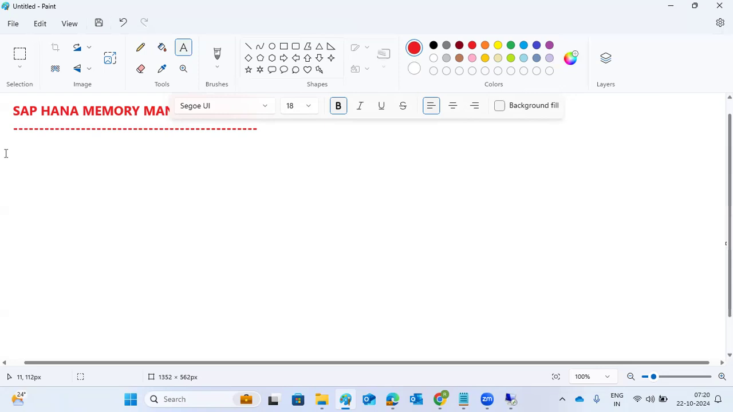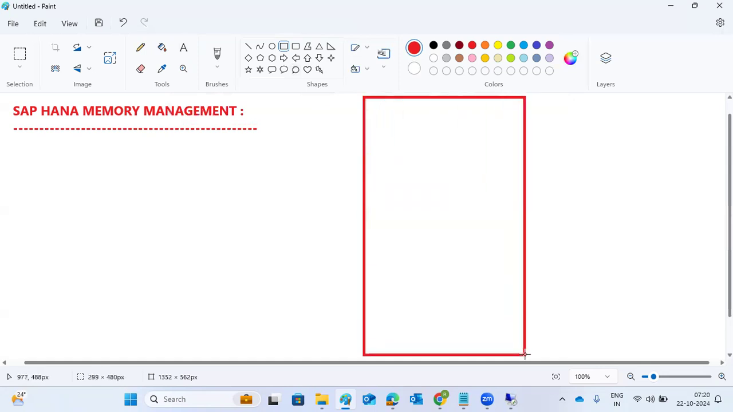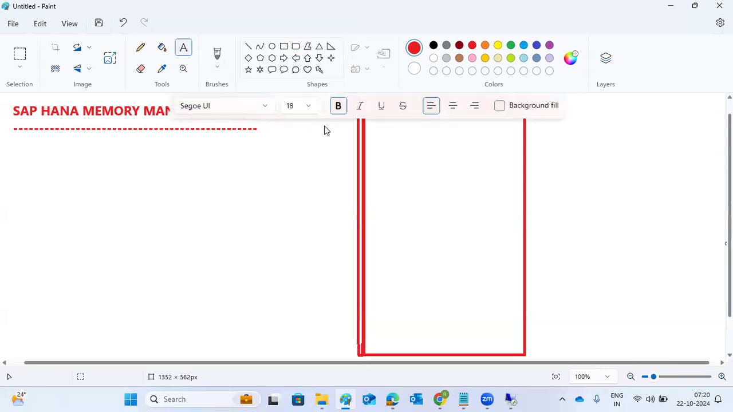But how will it occupy the memory? As part of HANA memory management, suppose you take the example of the host. This is our main host, your RAM slot. When you install the RAM, say a 1 TB RAM slot, that is called the physical memory. Normally, RAM means physical memory.